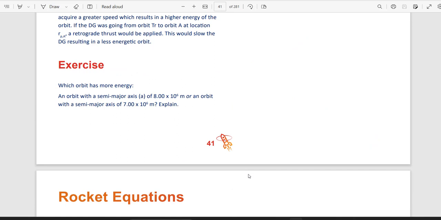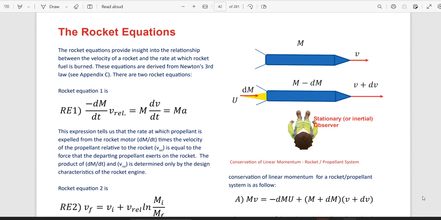Okay, question. Which orbit has more energy? An orbit with a semi-major axis of 8 times 10 to the 6 meters, or an orbit with a semi-major axis of 7 times 10 to the 6 meters? Explain. The rocket equations provide insight into the relationship between the velocity of a rocket and the rate at which rocket fuel is burned. These equations are derived from Newton's third law, and I've done this in Appendix C.